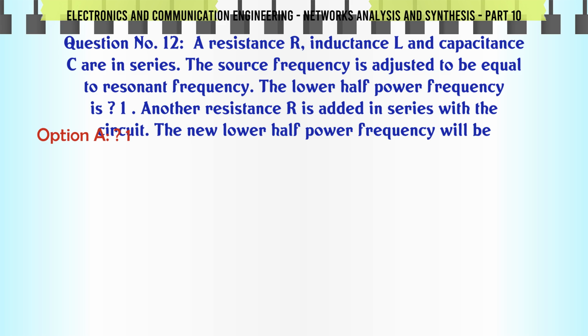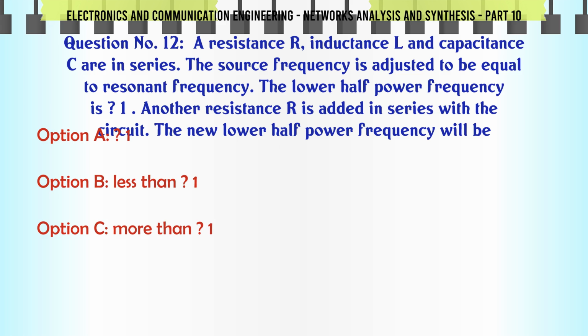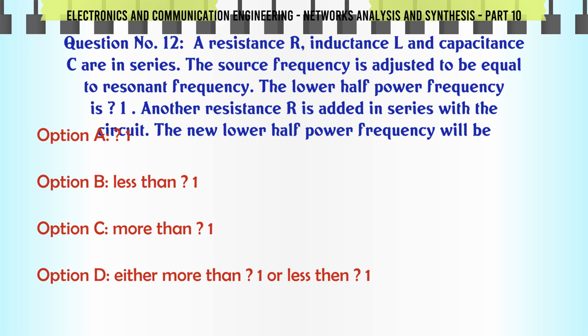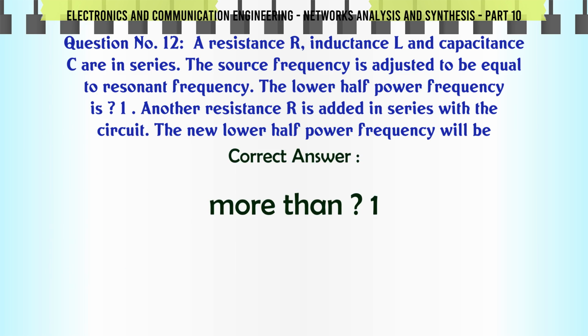A resistance R, inductance L and capacitance C are in series. The source frequency is adjusted to be equal to the resonant frequency. The lower half power frequency is 1. Another resistance R is added in series with the circuit. The new lower half power frequency will be A 1, B less than 1, C more than 1, D either more than 1 or less than 1. The correct answer is more than 1.